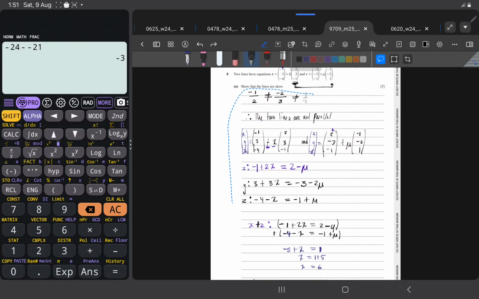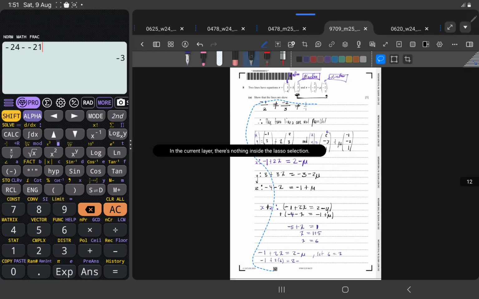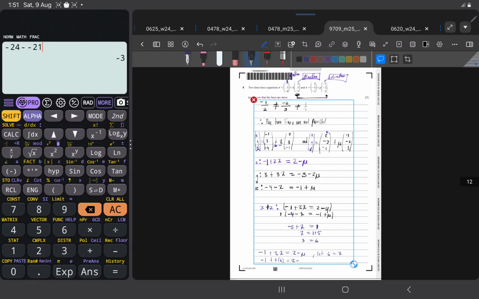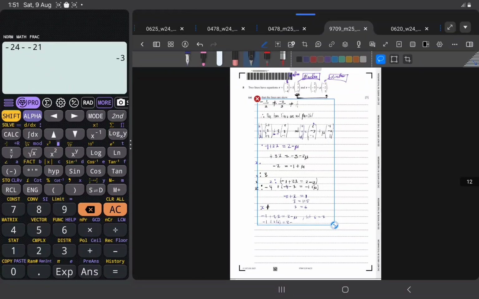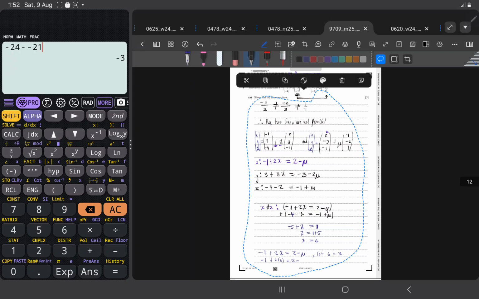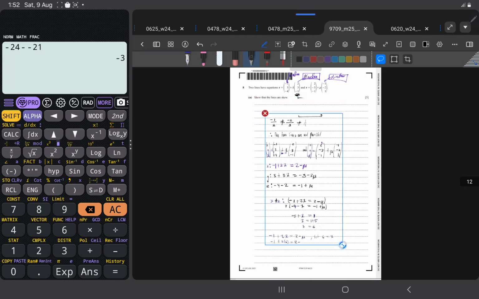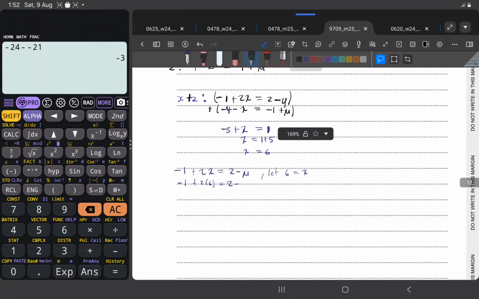Right? Let's make some space. So we have something like this now.